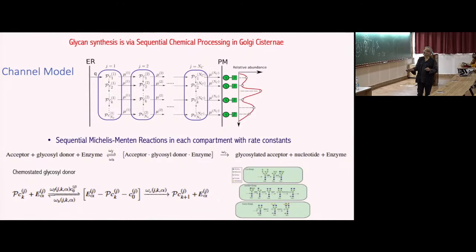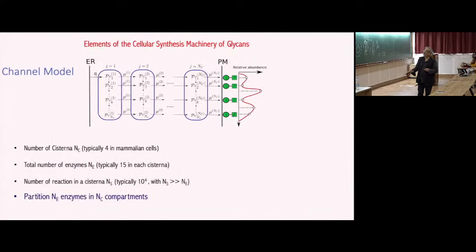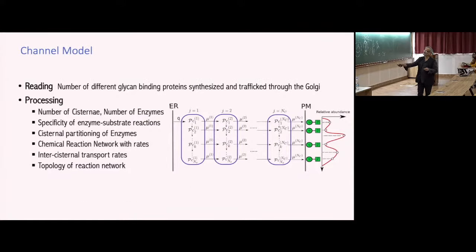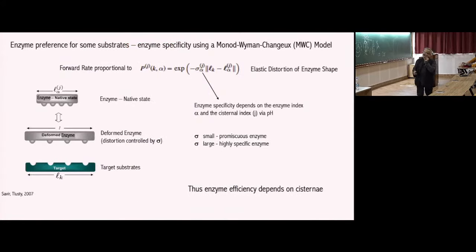Okay, so now we have to go to the next part, which is the specificity of the enzyme substrate reaction, and here it is slightly more involved. Remember, we want to allow for the enzyme; there are only 15 enzymes and 10 to the 4 reactions. So clearly, a given enzyme is catalyzing many reactions which involve different substrates. So how do we model that?